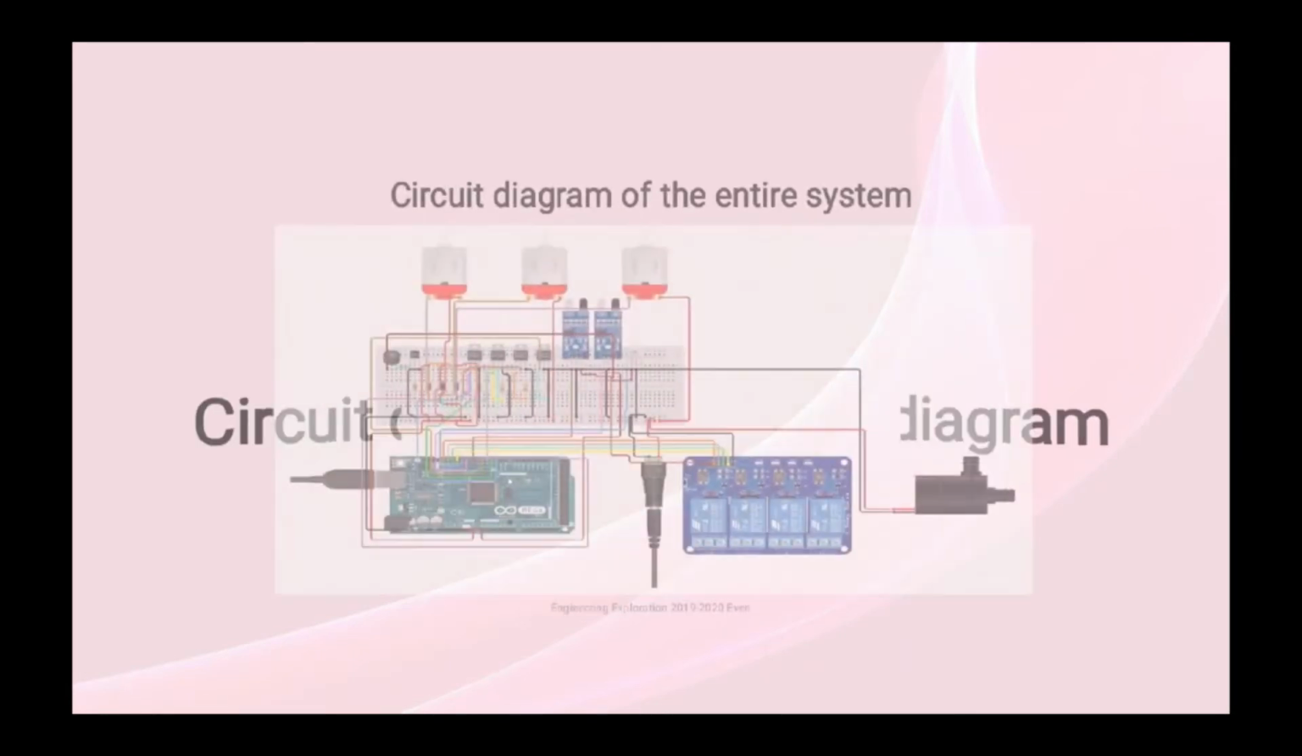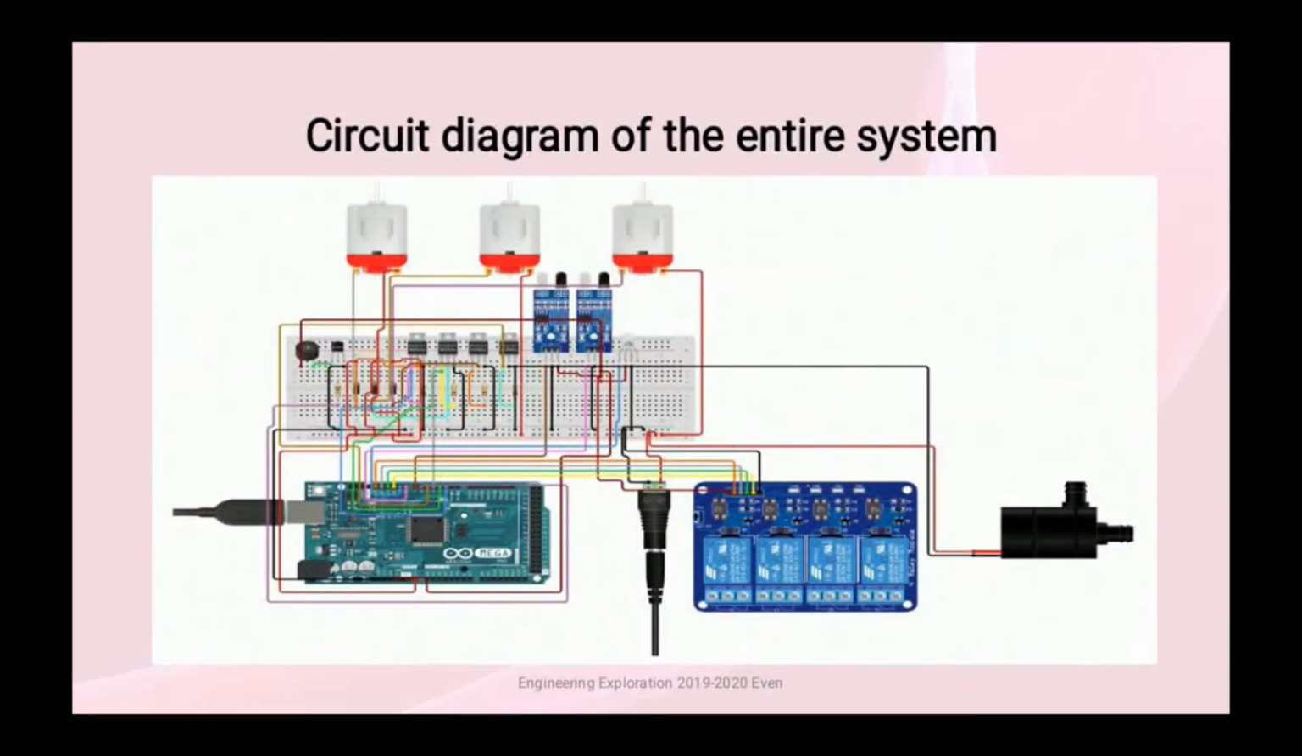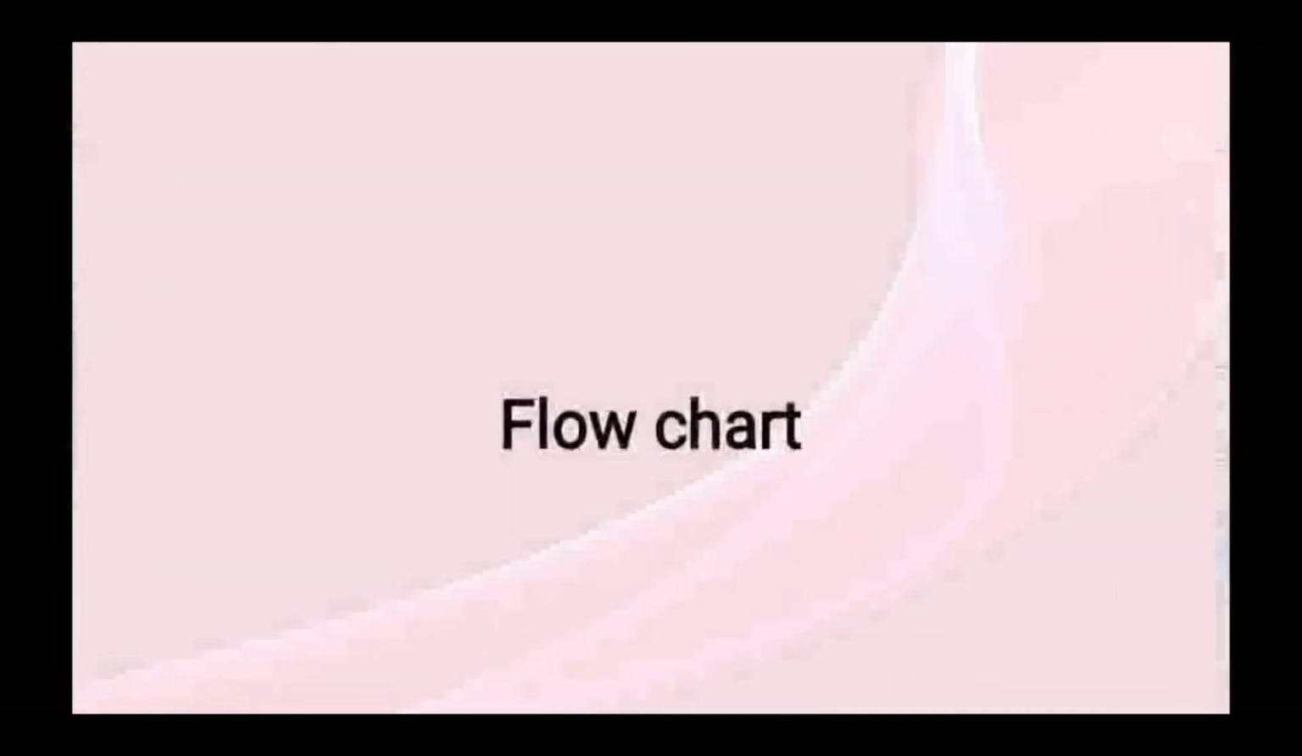Hello, I am Sneha. I will explain about the circuit diagram. Here we are using 3 DC motors, 2 IR sensors, 1 buzzer, an Arduino Mega and a 2-way relay module. Flowchart.